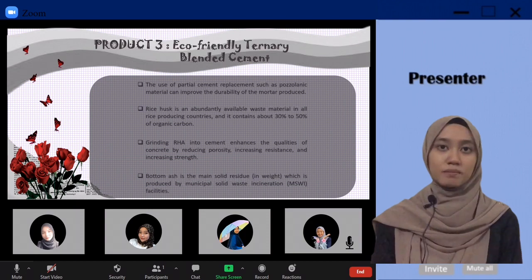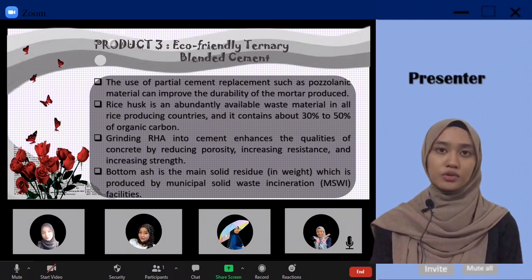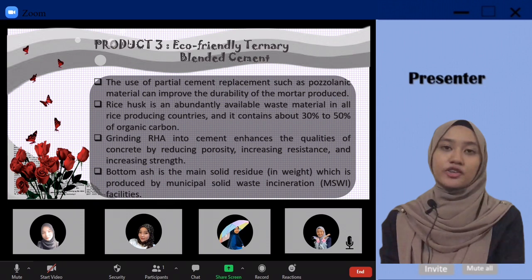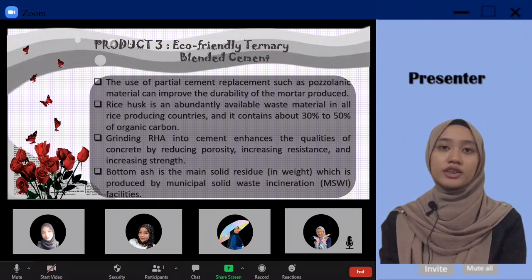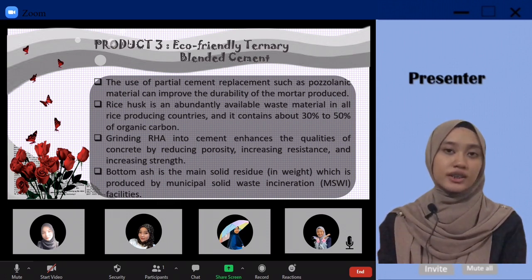They use special cement replacements such as pozzolanic material, which can improve the durability of the mortar produced. The pozzolanic material may be defined by its ability to react with calcium hydroxide. Pozzolanic material should consist of siliceous or a combination of siliceous and aluminous material in a finely divided form that, in the presence of moisture, will react with calcium hydroxide at ordinary temperatures to form compounds possessing cement properties.